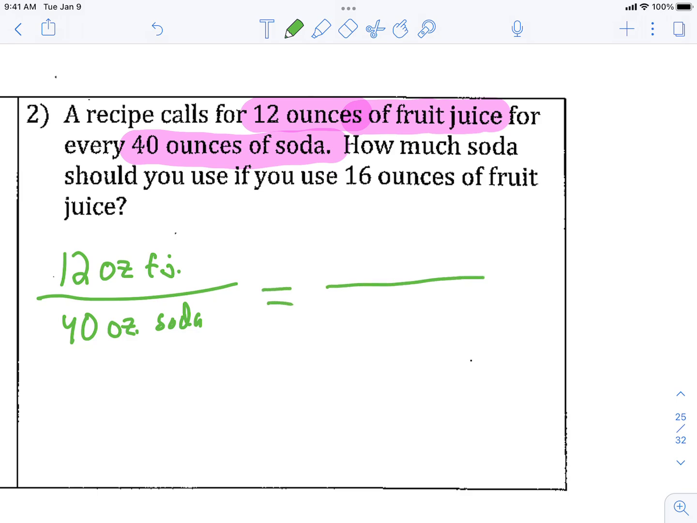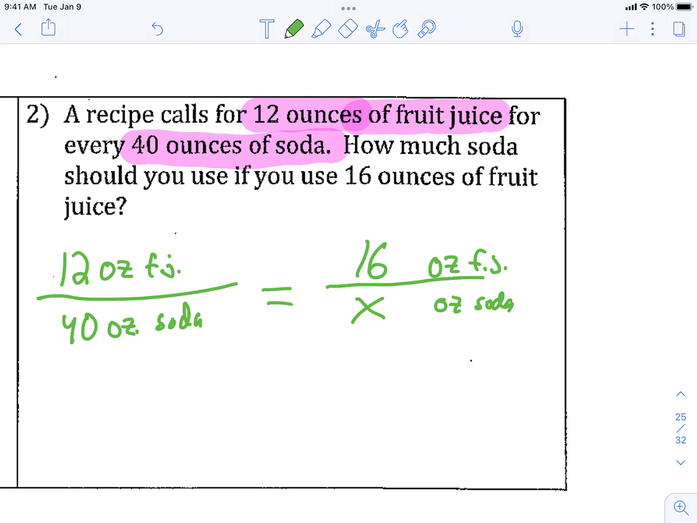Equals. Be careful with your units. I need ounces of fruit juice on the top. I need ounces of soda on the bottom. Read carefully. It's asking how much soda. So where I see soda, that is my x. And it says I use 16 ounces of fruit juice. I'm putting that in the numerator.